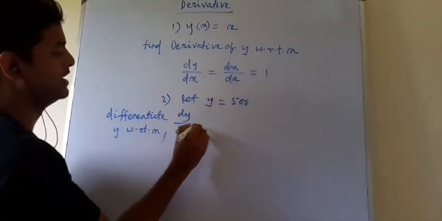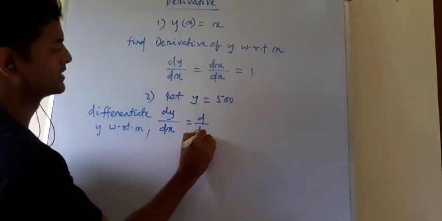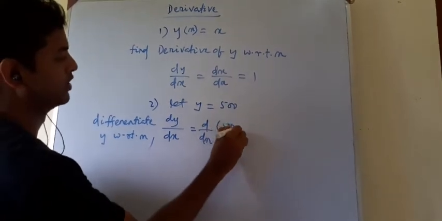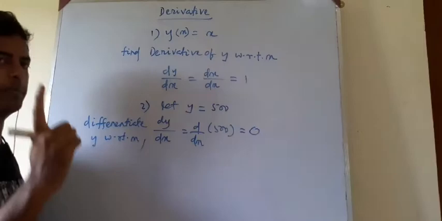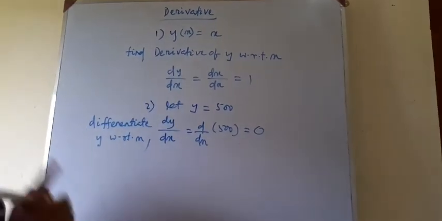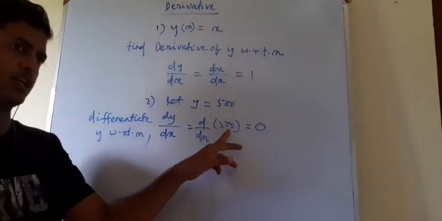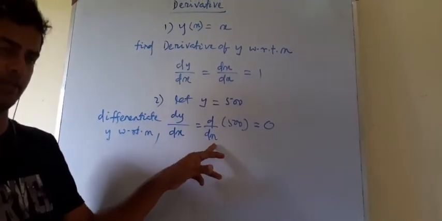That will be dy by dx. That will be d by dx. For y I can take 500. So derivative of a constant quantity is always 0. Remember this: derivative of a constant quantity is 0, because 500 is a constant quantity with respect to x.